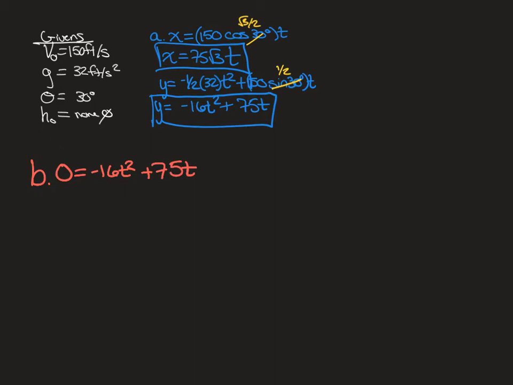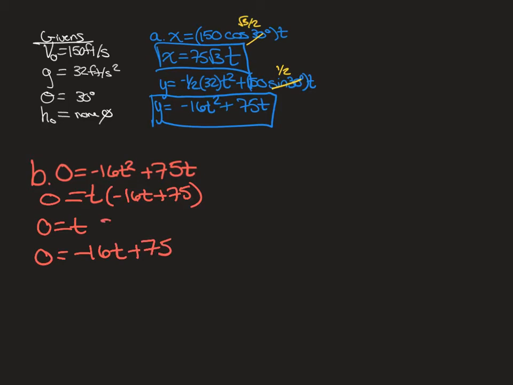When there's no initial height, this problem becomes a lot easier. They both have a t in them, so I'm going to pull a t out. And then you get t times negative 16t plus 75, and this still equals 0. Now we can set each piece equal to 0. We can use the zero product property. So 0 equals t, and 0 equals negative 16t plus 75. This t equals 0 is when the ball starts. That doesn't tell me how long it was in the air. At time 0, the ball was on the ground. But I need to find the other part. So I'm going to subtract the 75 over, and then you divide by a negative 16 to find your t.